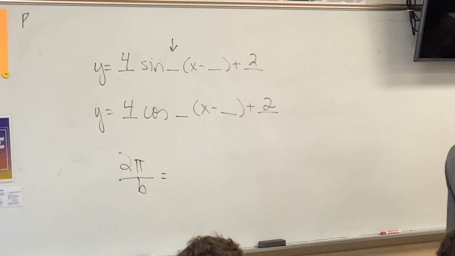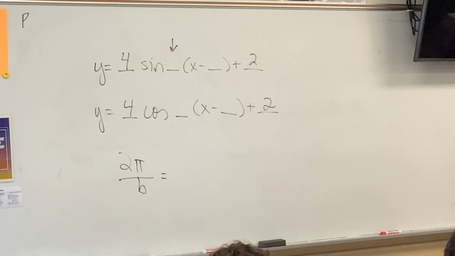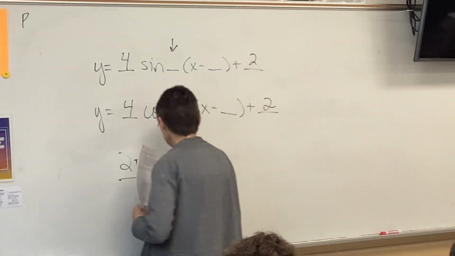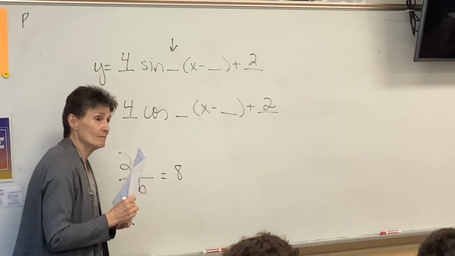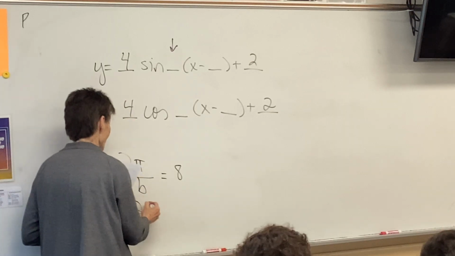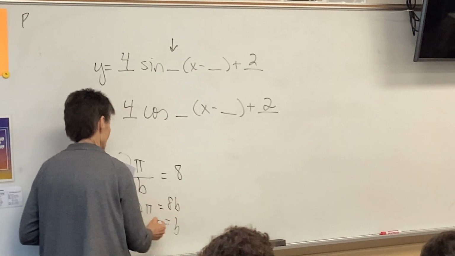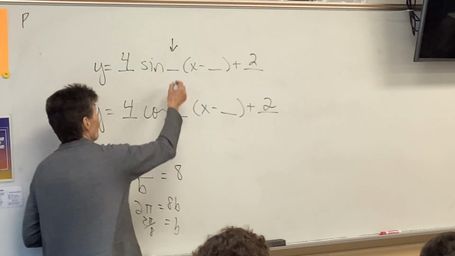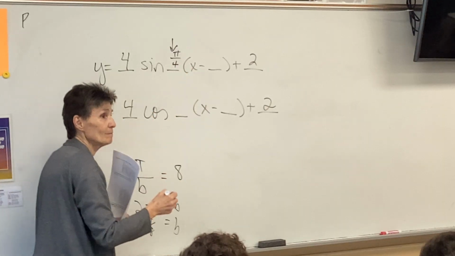Oh wait, I'm looking at the wrong picture. Can I figure out what the period is? Can you figure out what it is? 8? So we're either going top to top or hill and valley, but we gotta get 8. Everybody got 8? So period's supposed to be 2 pi. It's not, it's 8. So what did I divide by? Pi over 4? Is that what you got?